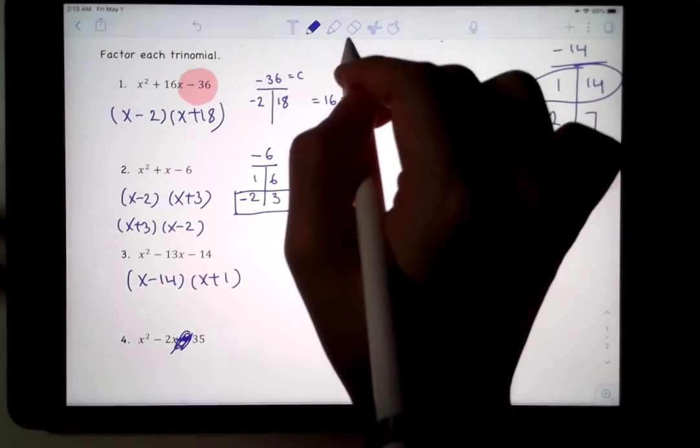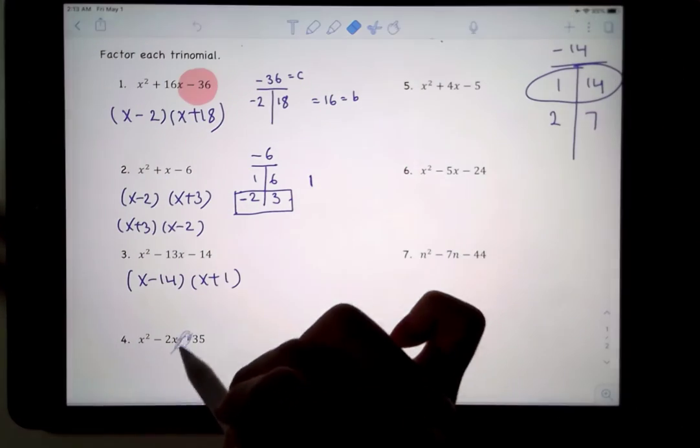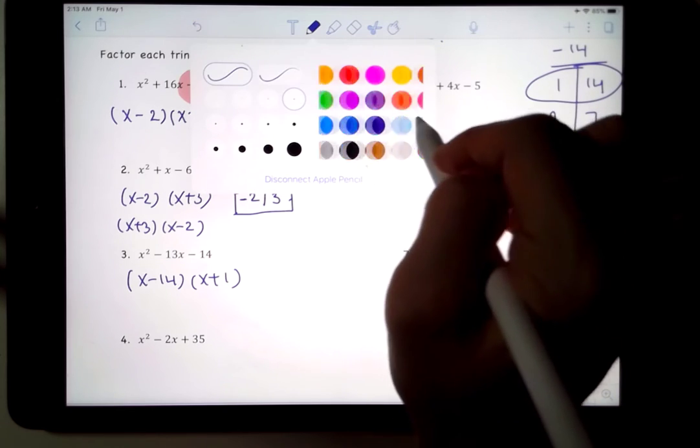Oops. Fix this one typo. That's negative 35.